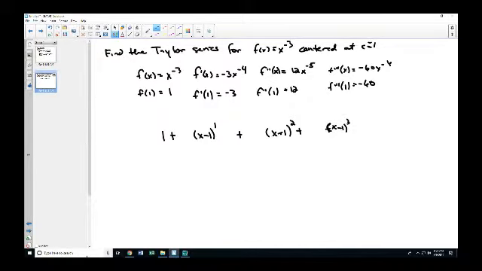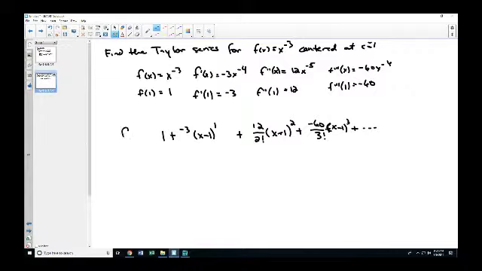What are your derivatives? Negative 3 times your one derivative. Negative 3 over 1 factorial, right? Okay, what's this one? 12 over 2 factorial. Negative 60 over 3 factorial, sorry.